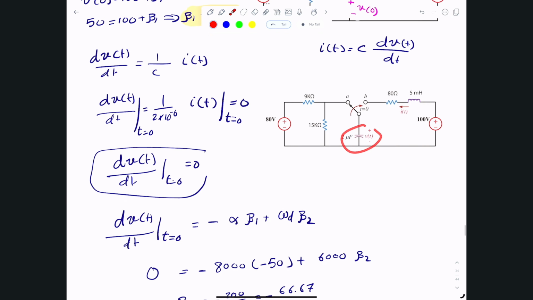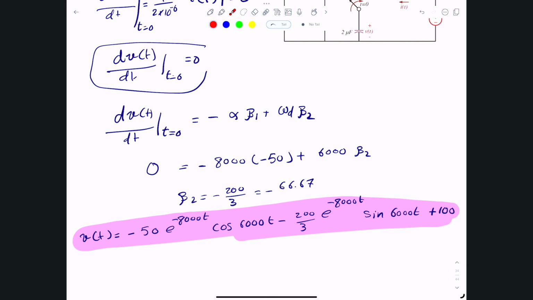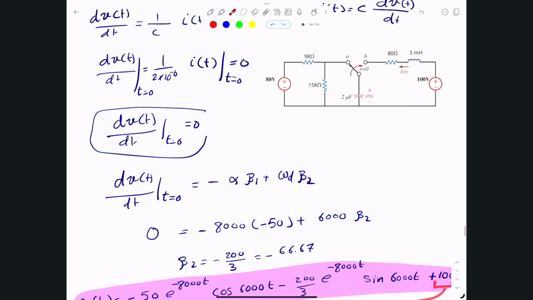Good. What if we wait for enough time? So if we wait for enough time, this becomes 0, this becomes 0 because e to the negative infinity. So that leaves me with V of t equals 100, which does make sense because after a while, that voltage in here appears in here because there's no voltage drop in here or here. All right, so I think we found out what V of t is.